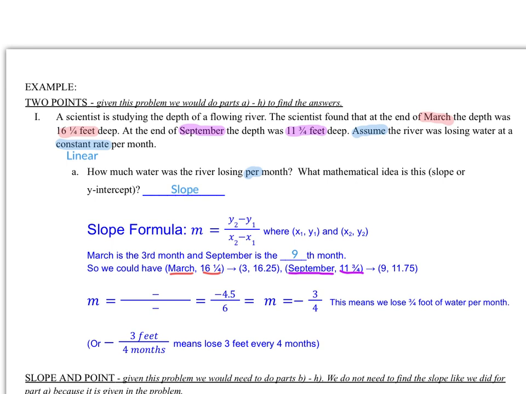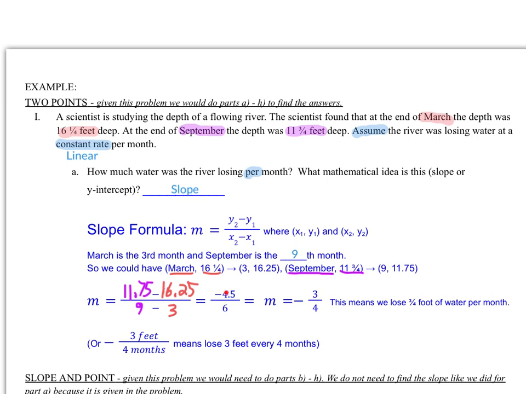It's a lot easier to use the decimals than it is the fractions, so we're going to use the decimals. Plug in these points then into our slope formula, y2 minus y1 over x2 minus x1. Show me what you get. We get 11.75 minus 16.25 over 9 minus 3. On the top, we get negative 4.5 over 6. Reducing that to a fraction gives us a negative 3/4.